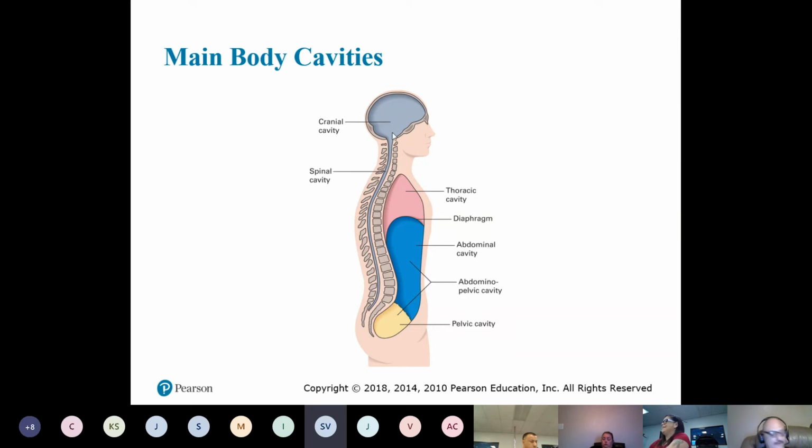Cavities. Cavities are areas of the body that are kind of hollowed out, and organs go in there. Don't put too much emphasis on the cavities, but have a general idea. For example, if I talk about the thoracic cavity, well, thoracic pertains to the chest, right? So what organs can you think of that are found in the chest? Heart and lungs. And then we get down to the diaphragm, and that's the border between the thoracic and the abdominal cavity.